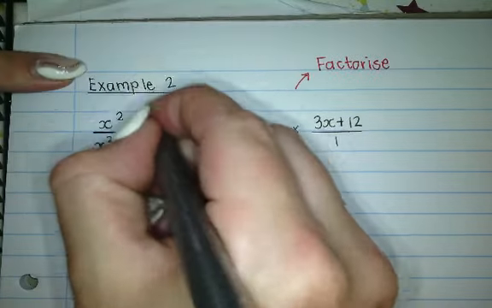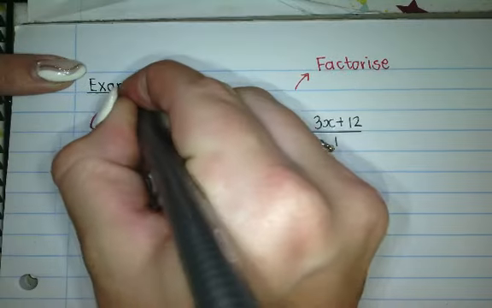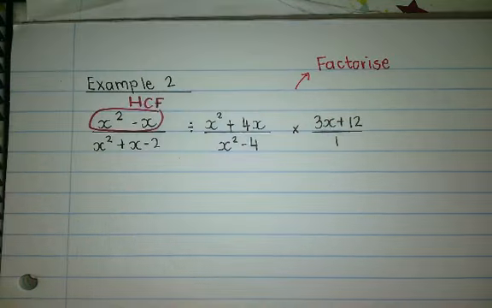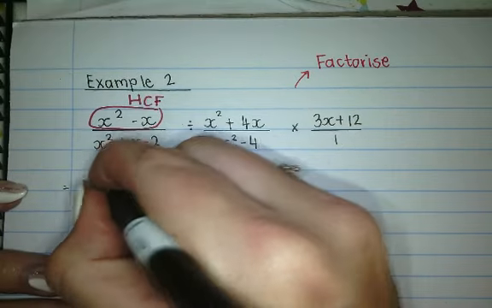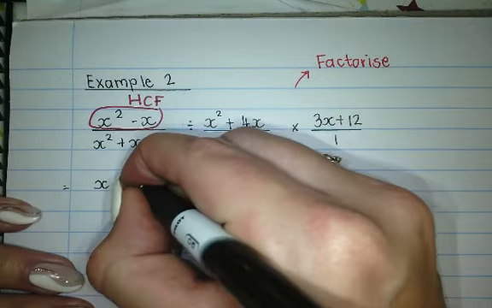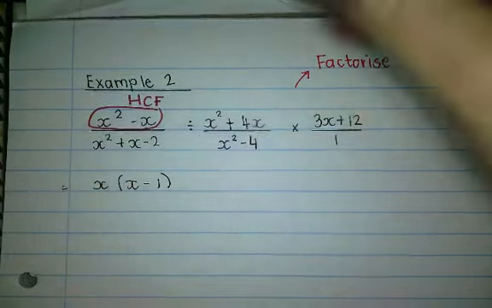Can we factorize this? Okay, how do we factorize it? Okay, this is an HCF. What is my HCF? X. Fabulous. Okay, what is left over? X minus 1. Okay.